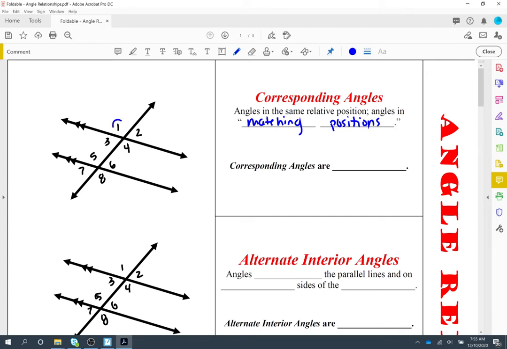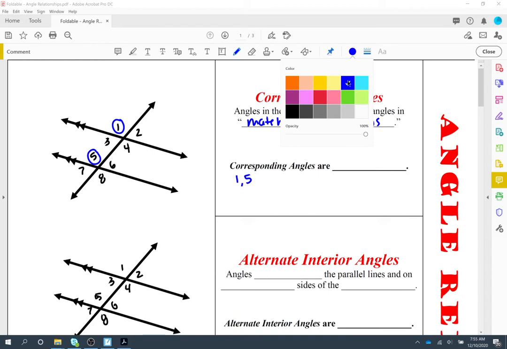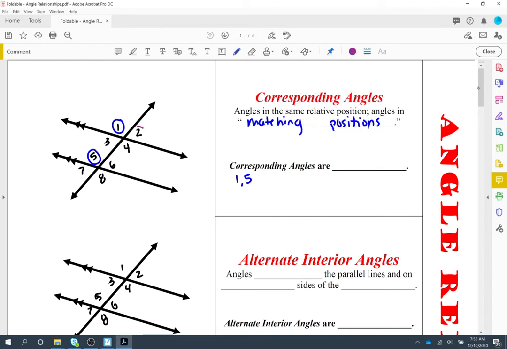Let's say I circle angle 1. Okay, angle 1, if you look at this parallel line, is on the top or the exterior left. Specifically, I'm just going to go with top of the line on the left. Well, if I go back to this one, top of the line on the left would be number 5. So angle 1 and angle 5 are corresponding.